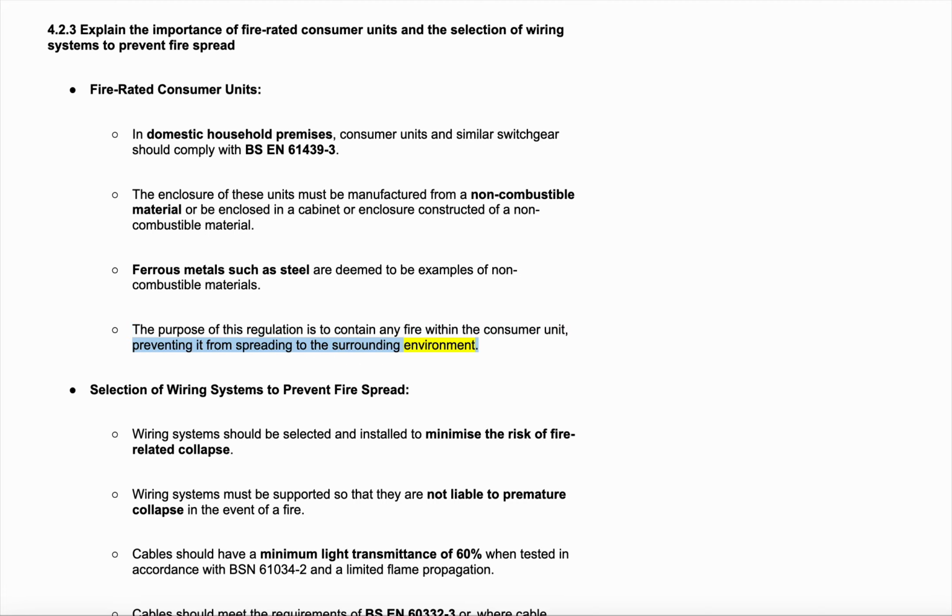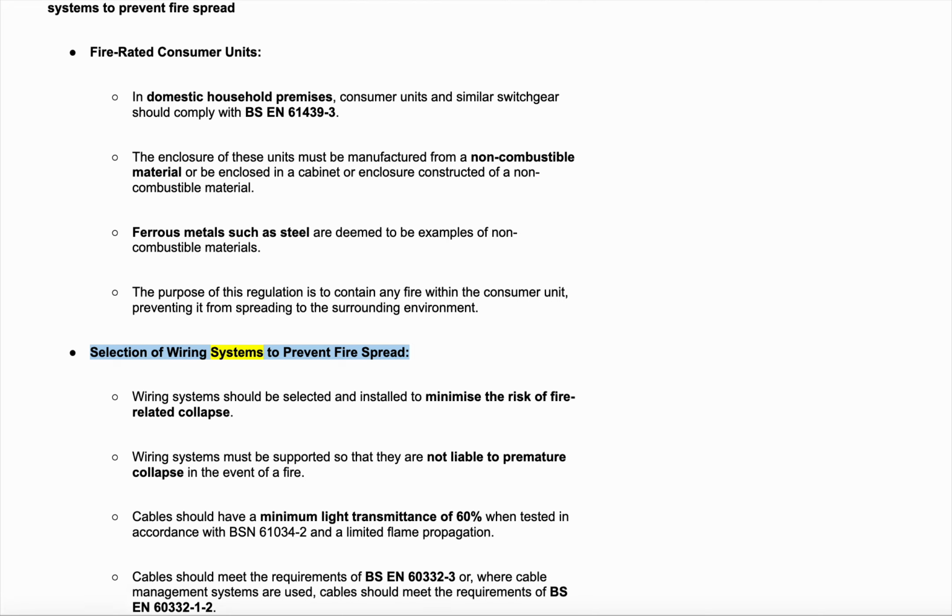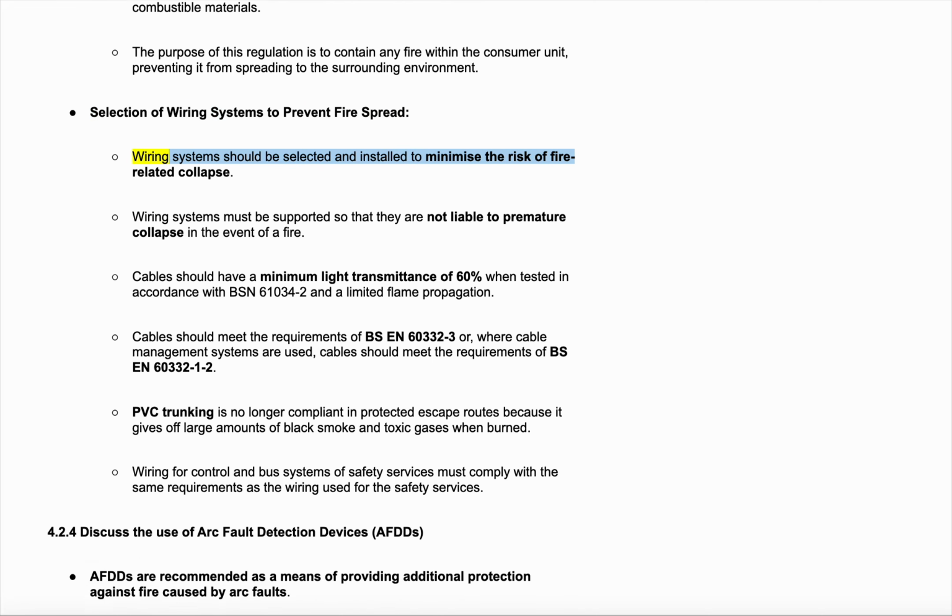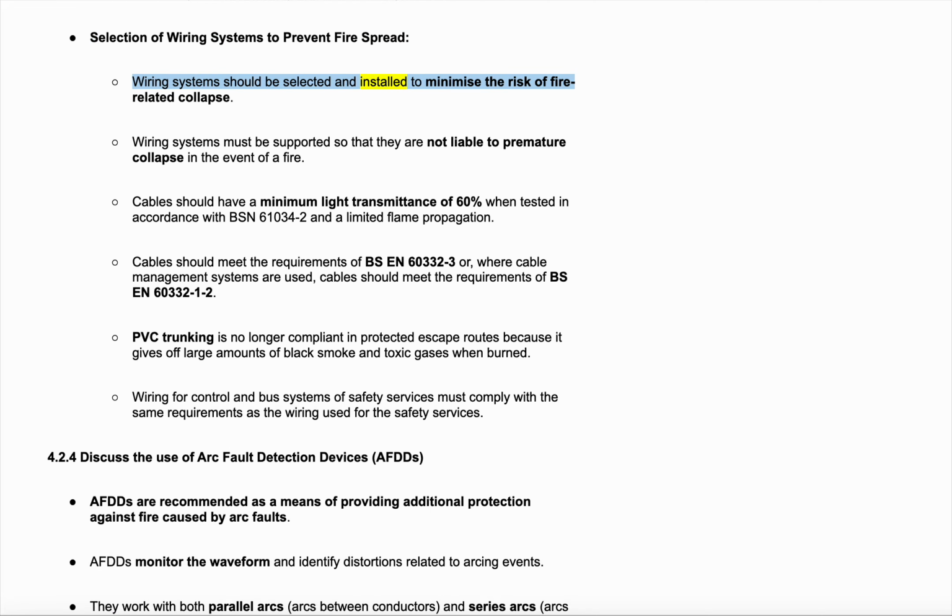The purpose of this regulation is to contain any fire within the consumer unit, preventing it from spreading to the surrounding environment. Selection of wiring systems to prevent fire spread. Wiring systems should be selected and installed to minimize the risk of fire-related collapse. Wiring systems must be supported so that they are not liable to premature collapse in the event of a fire. Cables should have a minimum light transmittance of 60% when tested in accordance with BS EN 61034-2 and a limited flame propagation.